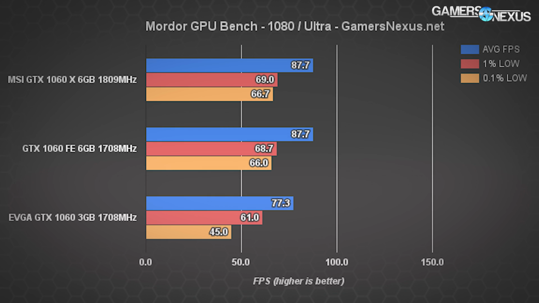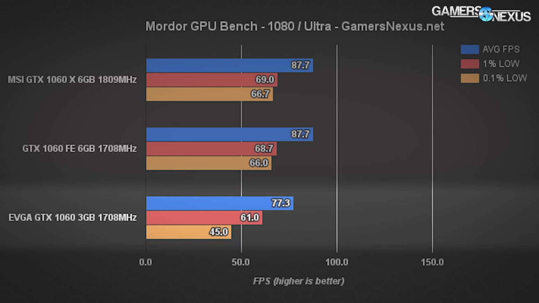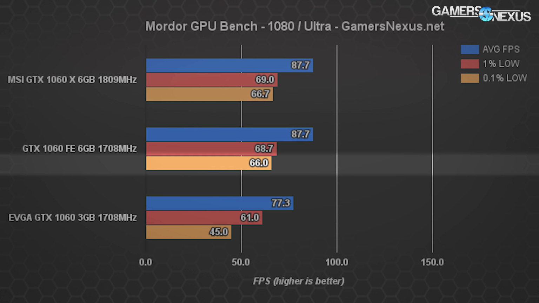At 1080p, the GTX 1060 6GB card operates at 87.7 FPS average, with lows ranked at 68.7 and 66 FPS for the 0.1% low metrics. The 3GB card runs at 77 FPS average, a percent change of 13.5 from old to new, with the lows most noticeably different at 45 FPS versus 66 FPS on the 6GB card. That's a pretty big gap.